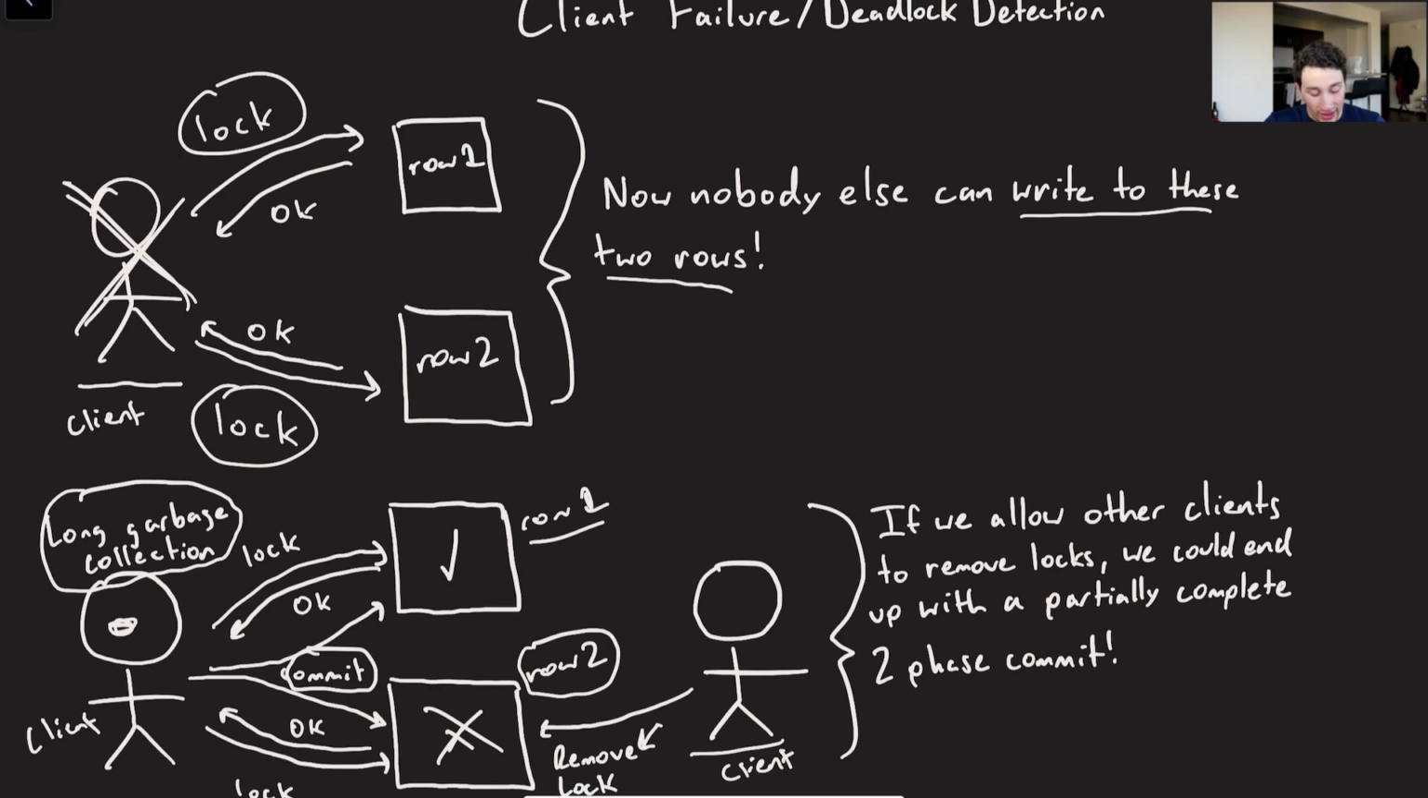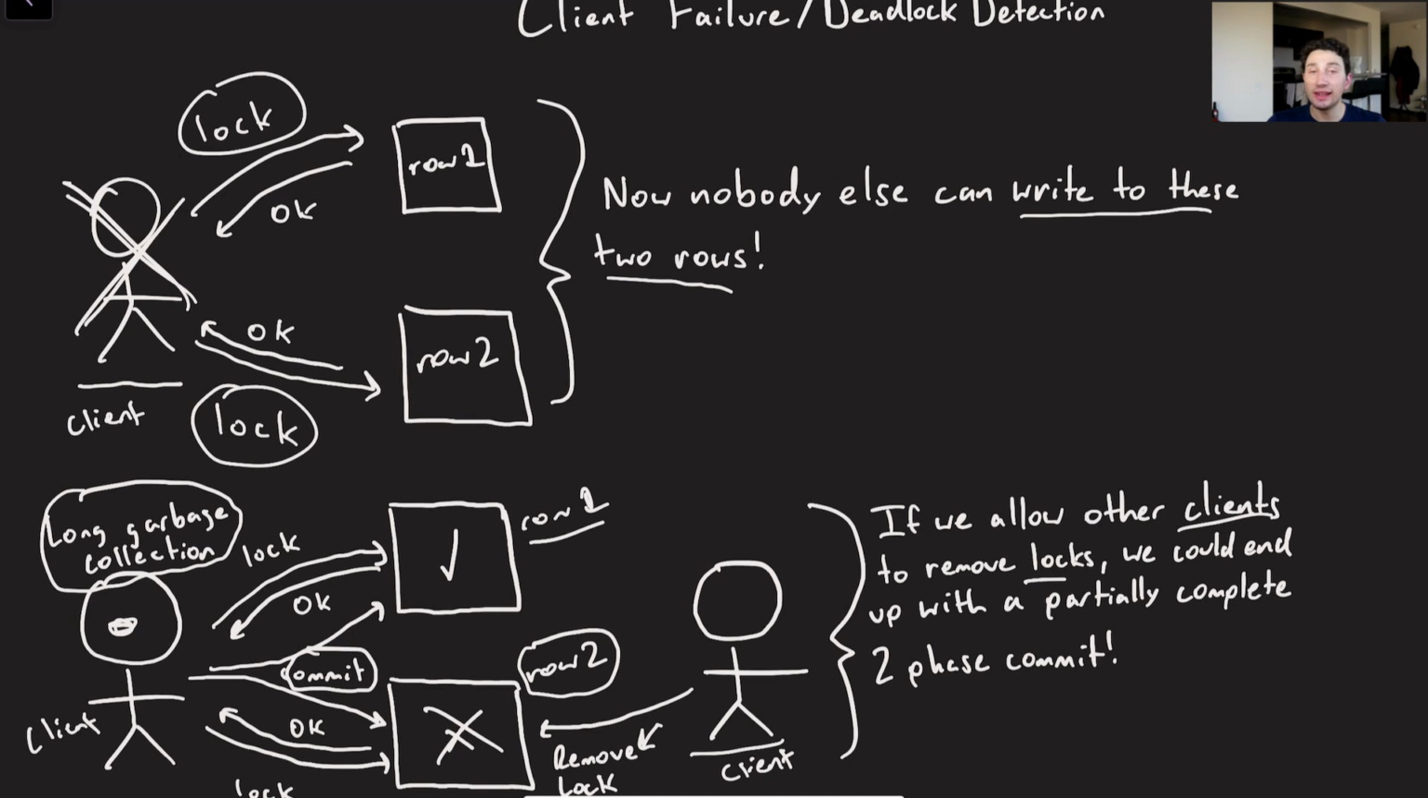So we can't have that. Basically, the idea is if we allow other clients to remove our locks, we could end up with a partially complete 2-phase commit. Now, what some systems will do to avoid this type of situation is they'll have some sort of global deadlock detection system. And ideally, that's basically going to consistently ping clients and try and get a sense of whether they're alive or not. But basically, we don't do that in Percolator, right?